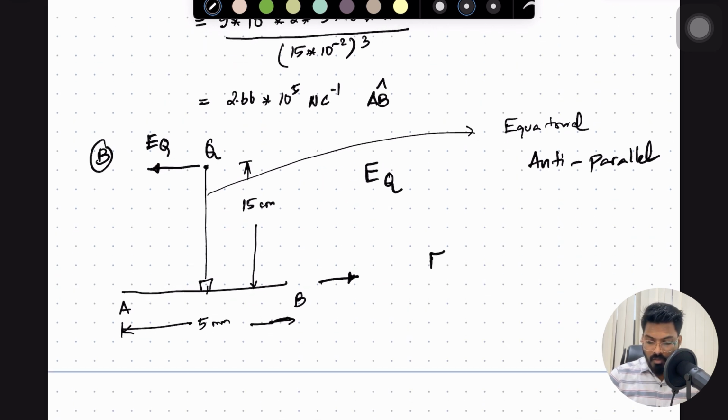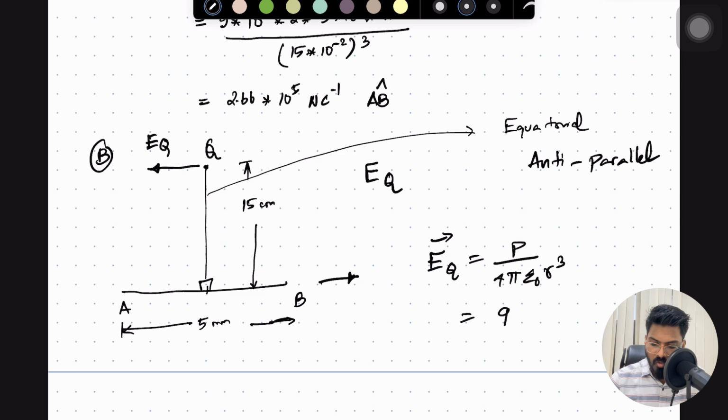So we could now get the magnitude. The magnitude again is given by p over 4 pi epsilon r cube. So we know the values already. P, I'll give p as q into 2a, by 4 pi epsilon r cube.